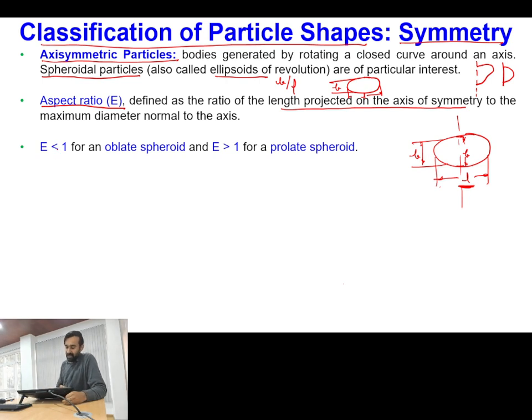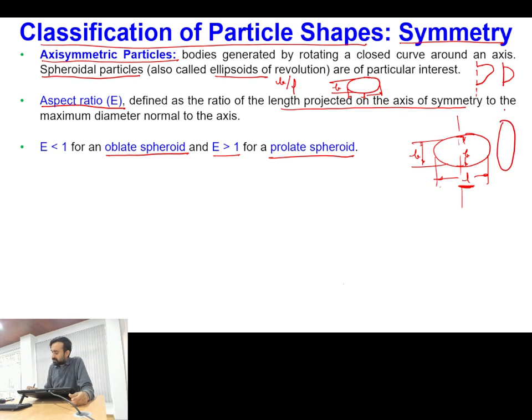If this aspect ratio is less than 1, meaning the value of B is smaller than L, then I will call my particle an oblate spheroid. On the contrary, when E is greater than 1, we will call it a prolate spheroid. In the case of a prolate, the shape will be something like this, and this is my axis of symmetry. Then my B will be greater in comparison to L.